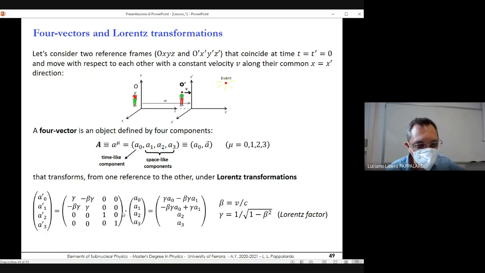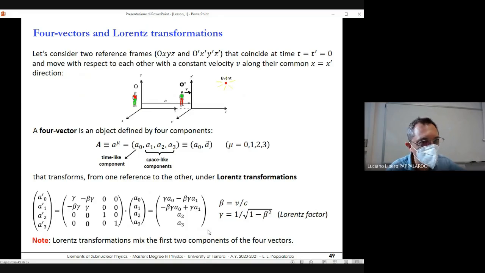So when you now do this matrix product, we obtain this vector of transformed coordinates. Okay, and the striking thing about the Lorentz transformation is that it mixes the first two components of the 4-vectors. So they mix A0 and A1, and A2 and A3 remain unchanged, as you see, because we are in the simple hypothesis that the two frames are moving only along the common x direction.